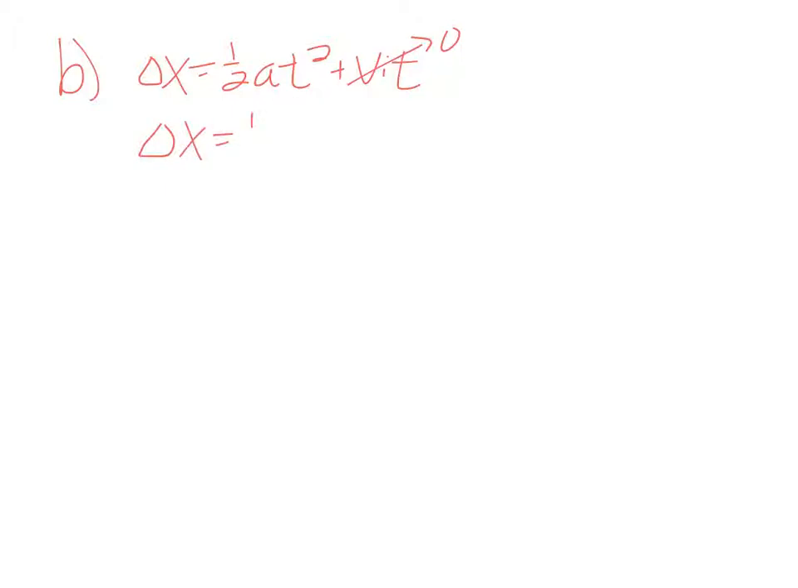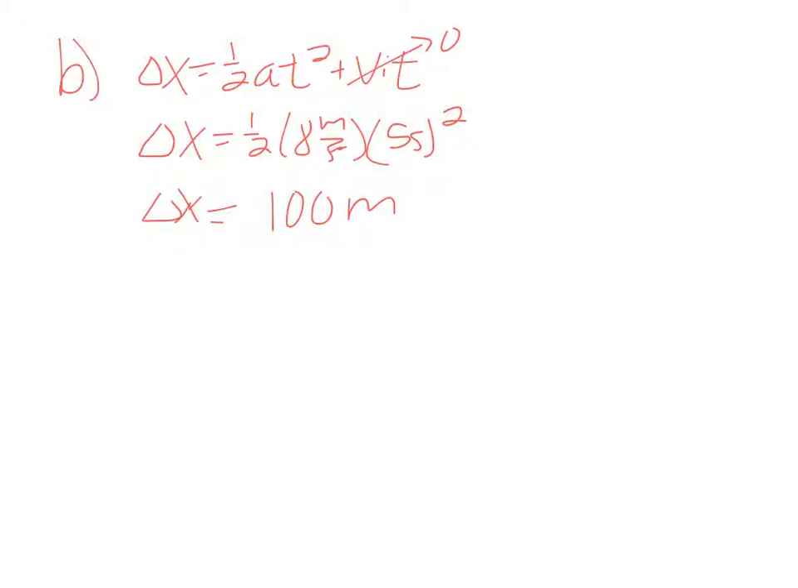Delta x equals 1/2 times 8 meters per second squared times 5 seconds squared. Half of 8 is 4. 4 times 25 is 100 meters. So delta x, again, no rounding here. This is already 1 sig fig, equals 100 meters.